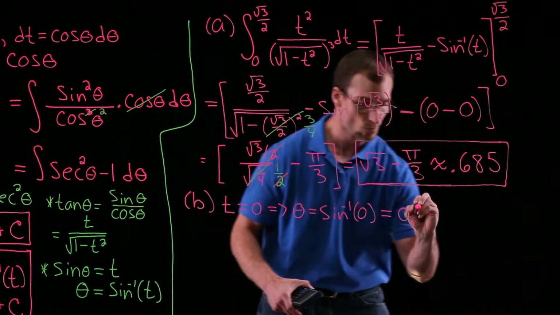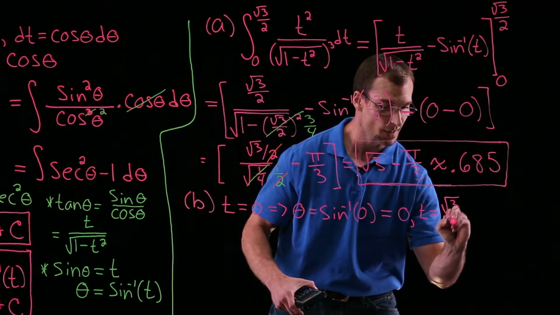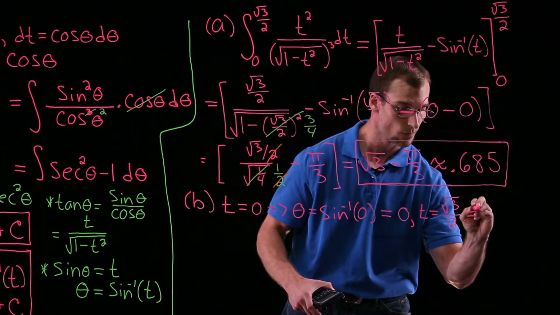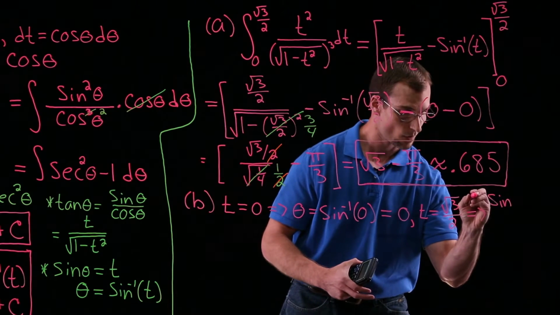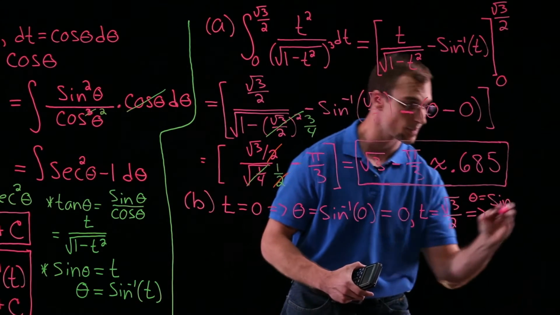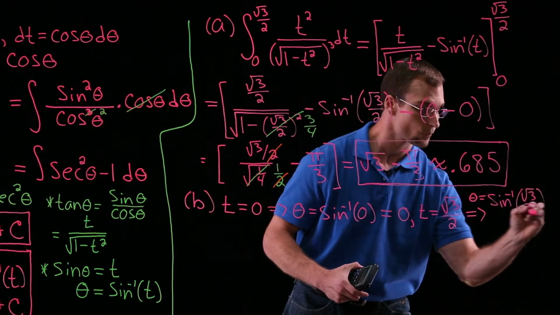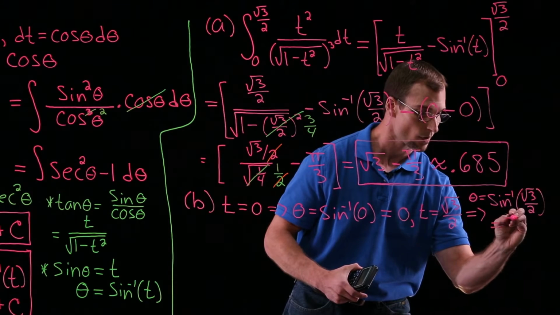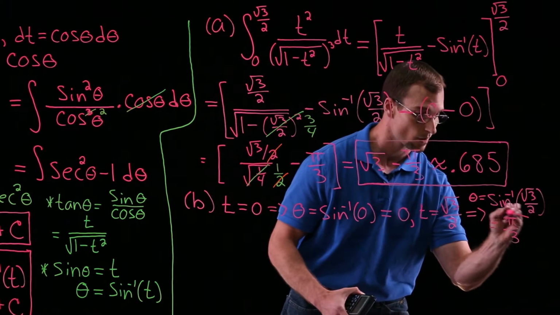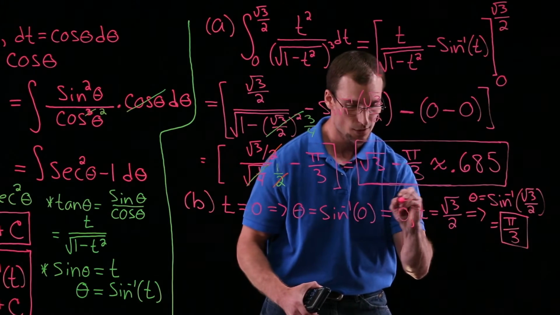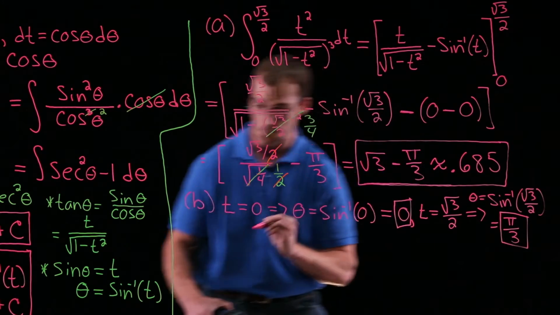And when t is equal to root 3 over 2, that implies that theta is equal to sine inverse of root 3 over 2, and sine inverse of root 3 over 2 is pi over 3. So our two limits: lower limit is 0, upper limit at theta is pi over 3.